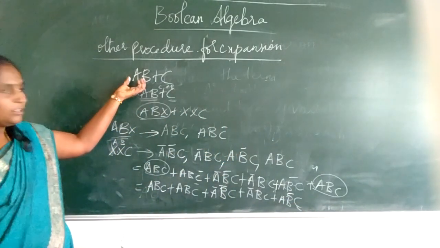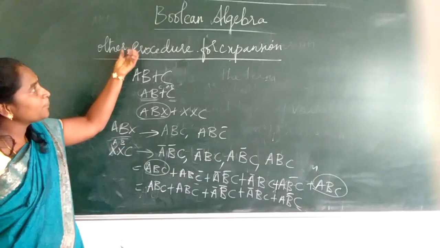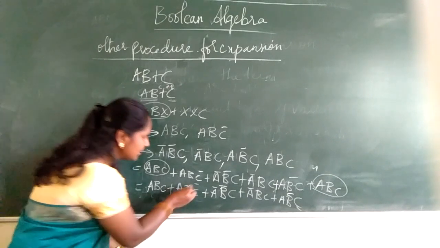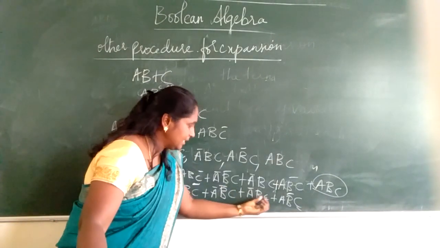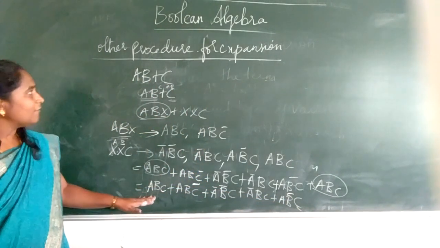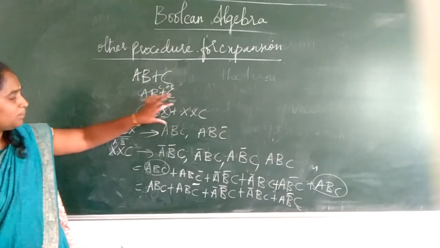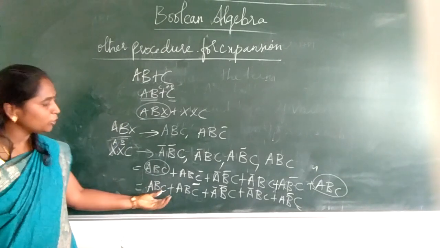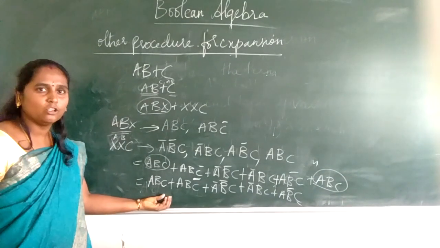So when you take this expression, A, B plus C, using the other procedure of expansion, you got the expression A, B, C plus A, B, C bar plus A bar, B bar, C plus A bar, B, C plus A, B bar, C. You want to check whether this expression is a correct SOP. You are going to cross check it by minimizing the steps using the rules. We will see how to minimize using the rules.